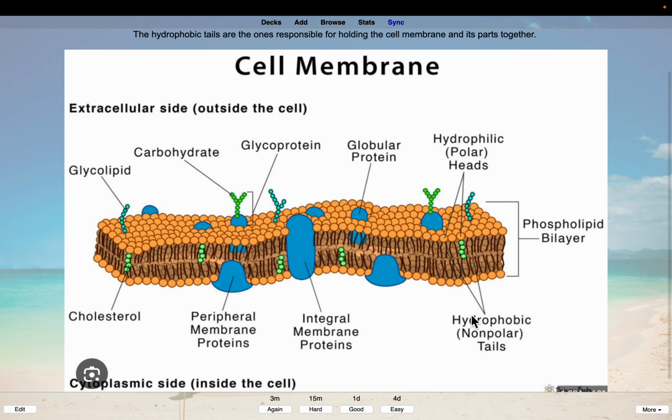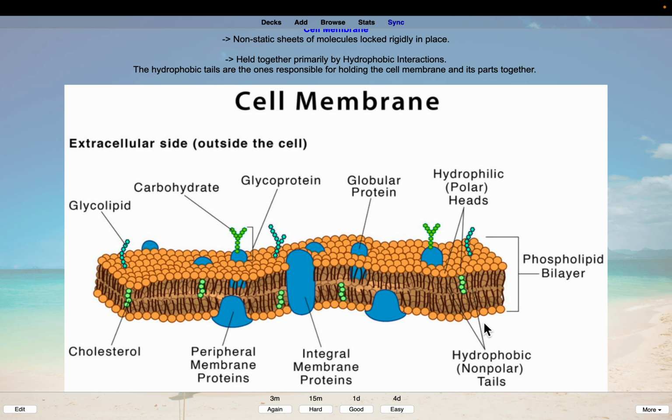I believe because of being nonpolar, the hydrophobic interactions are responsible for holding the entire cell membrane together, as stated here. Yeah, I think that's already it. The tails are responsible for holding the entire structure together.